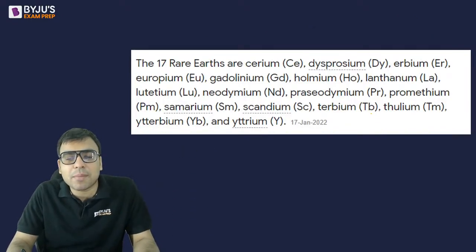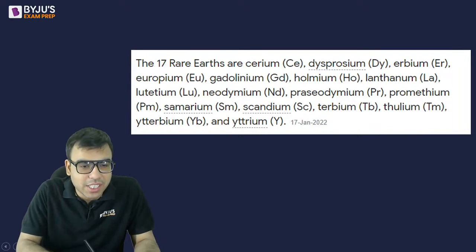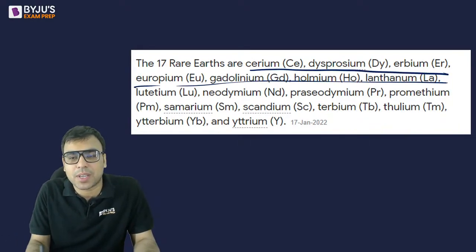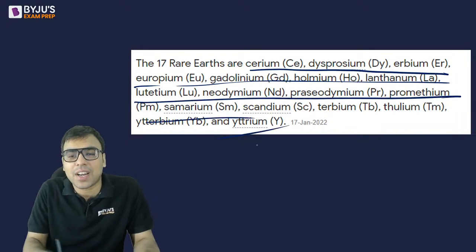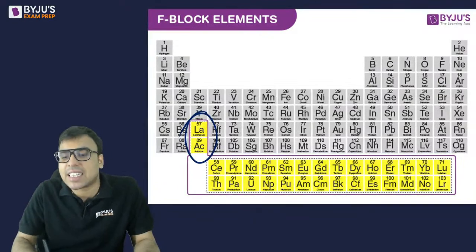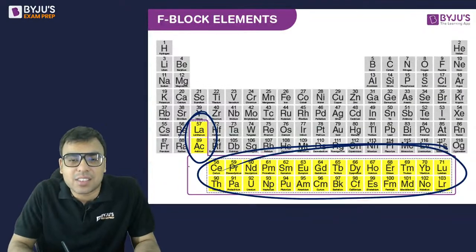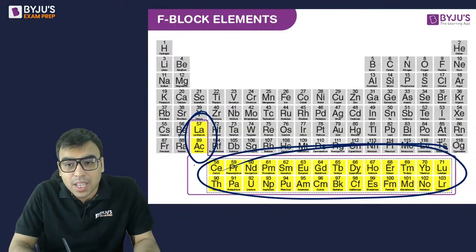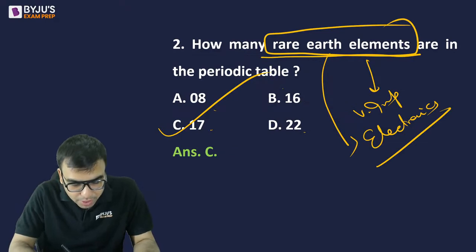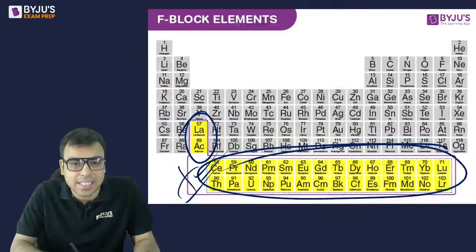Mostly they belong to the lanthanide series. So these are the 17 rare earth metals: cerium, dysprosium, erbium. You are not supposed to remember each and every one. Most of them are from the lanthanide or actinide series, what we call F block elements. So many of them are from there. Yes, Shubham Sharma, Chinmay Tiwari, you are right. C is the right answer.